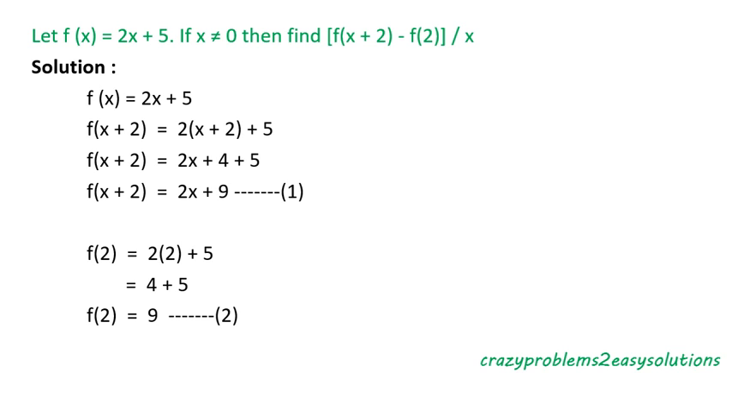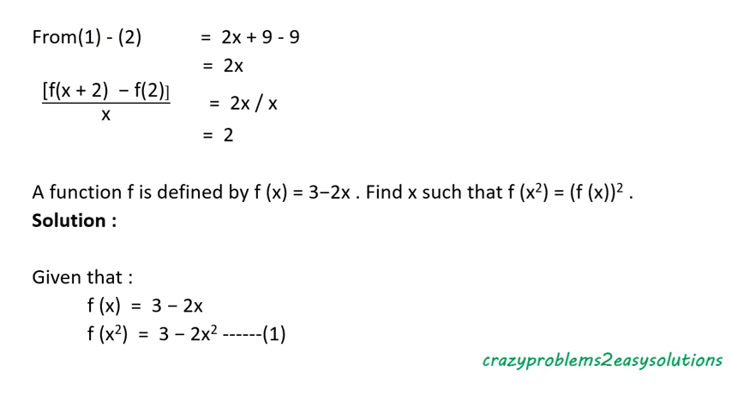And then we have to find f of 2. So in that x we apply 2. Then 2 into 2 plus 5. The answer is 4 plus 5 equal to 9. Next, from 1 minus 2, we get 2x plus 9 minus 9; we cancel the 9 value and the remaining is 2x only. Then apply the given condition: f of x plus 2 minus f of 2, divided by x, equal to 2x divided by x. x gets cancelled and the remaining answer is 2.